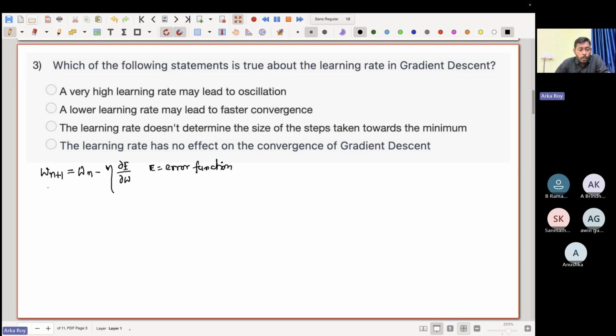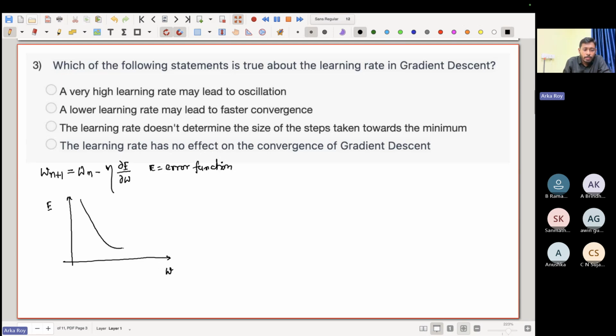Fine. So let us now consider the error versus weight curve, and let us consider the error surface is a convex surface. Now, let's say you start at this position. Let's say your eta value is very, very high.